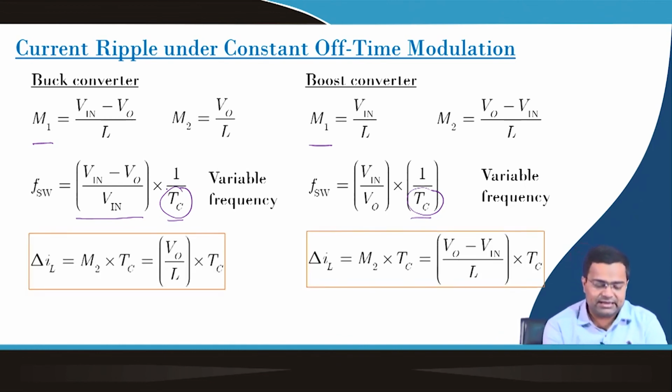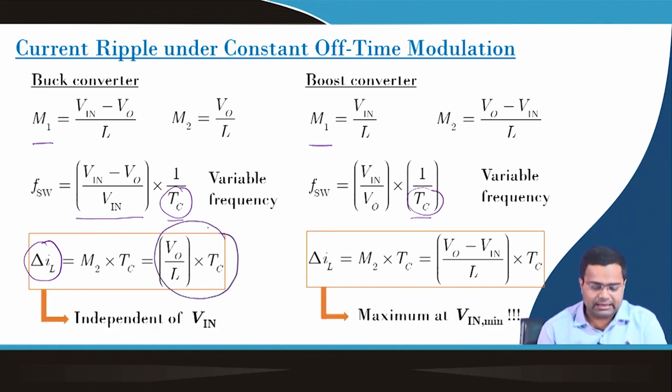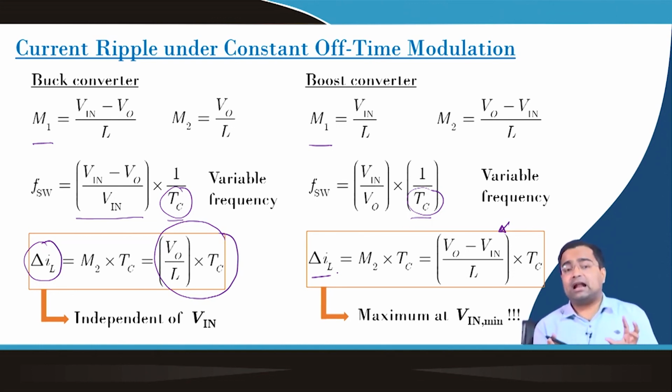But what is interesting to see is that the inductor current ripple for a buck converter is independent of input voltage under constant off time modulation. So, for constant off time the current ripple is insensitive to input voltage variation, whereas for a boost converter the current ripple is maximum when the input voltage is minimum. That means at the highest voltage gain you will get the highest ripple current. So, these expressions are different from pulse width as well as constant on time.